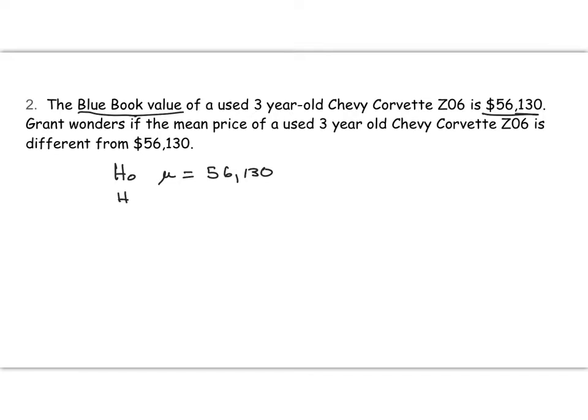My alternative hypothesis is Grant wonders if the mean price of a 3-year-old Chevy Corvette is different from $56,130. Again, different from isn't less than or greater than. It's not $56,130. So again, this is, if I draw it out, a two-tailed test.